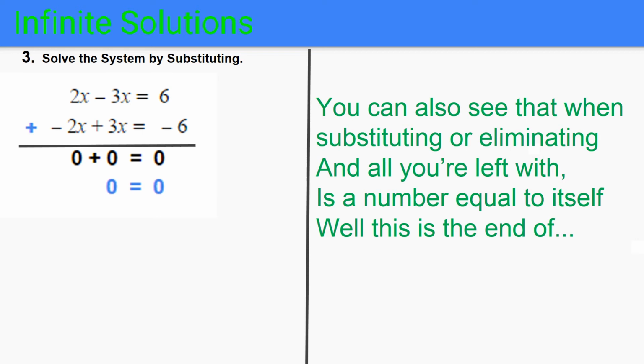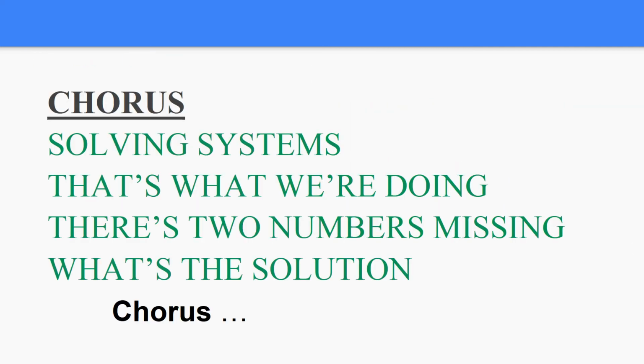Well, this is the end of solving systems, that's what we're doing. There's two numbers missing, what's the solution? Solving systems, that's what we're doing. There's two numbers missing, what's the solution? Solving systems, that's what we're doing. There's two numbers missing, what's the solution? Solving systems, that's what we're doing. There's two numbers missing, what's the solution?